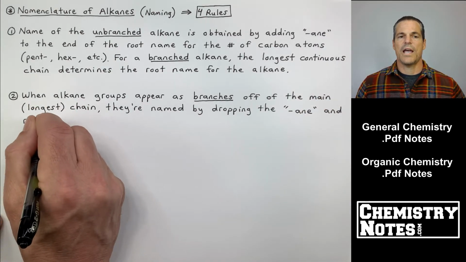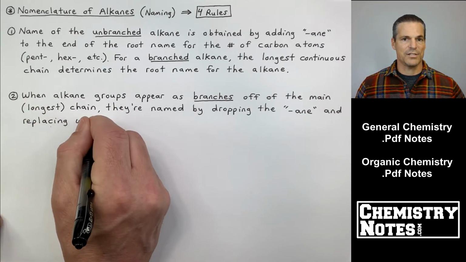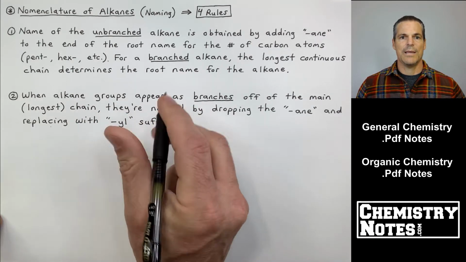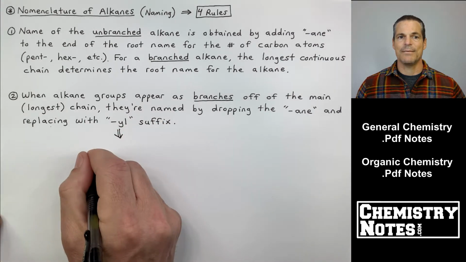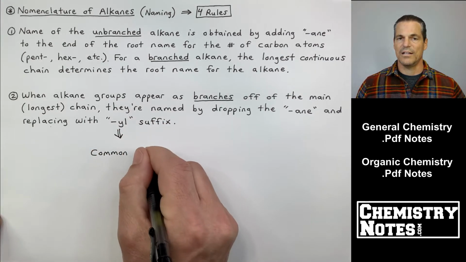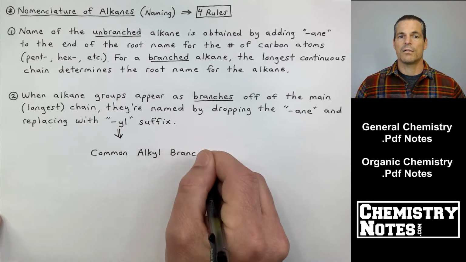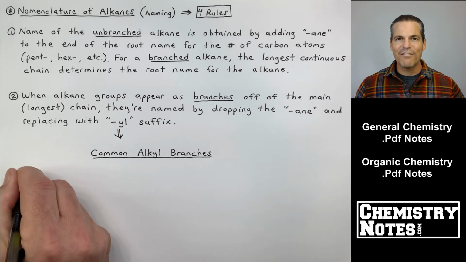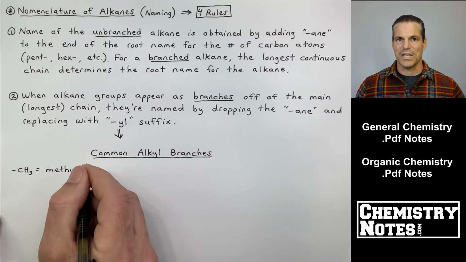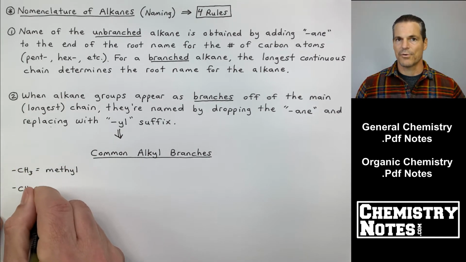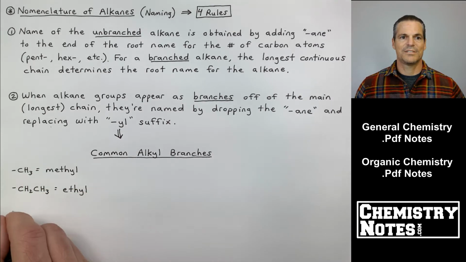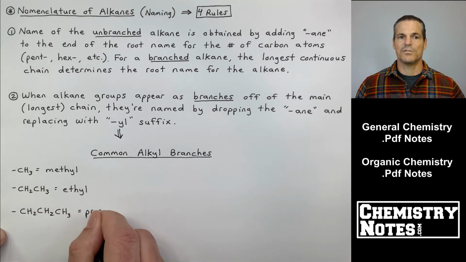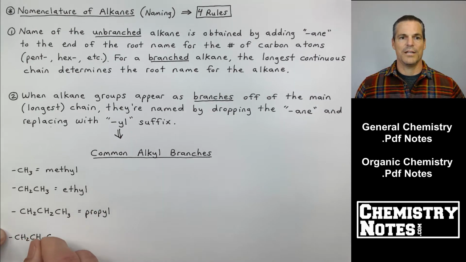Rule number 2. When alkane groups appear as branches off of the main or the longest parent chain, they're named by dropping the ane and replacing it with the yl suffix. Here are some common alkyl branches. You see this one almost in every single molecule. CH3, methyl. That's called a methyl group or a methyl branch. CH2CH3, that's an ethyl branch. CH2CH2CH3 is a propyl branch.